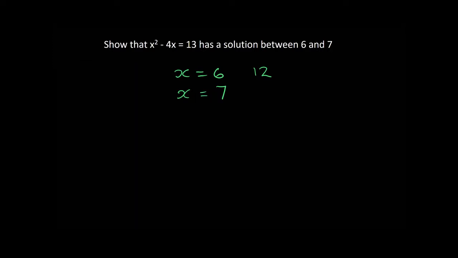Then now we're getting 21. So how can we say that that shows that there is a solution between 6 and 7? Well, we're told that when we substitute the values in, it's supposed to be 13, and the number 13 lies between 12 and 21. Therefore the answer must be somewhere between 6 and 7.